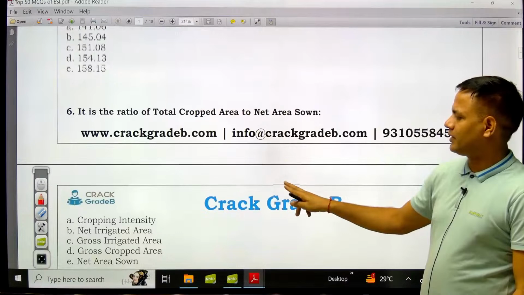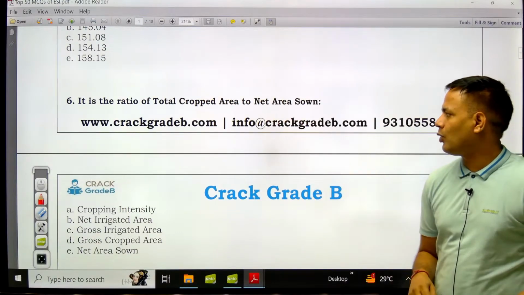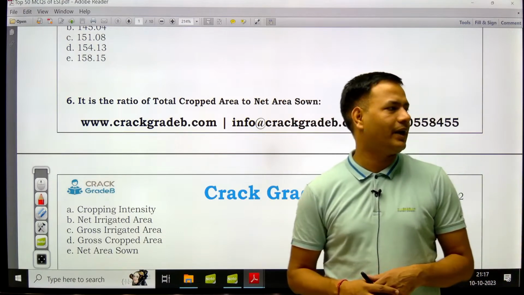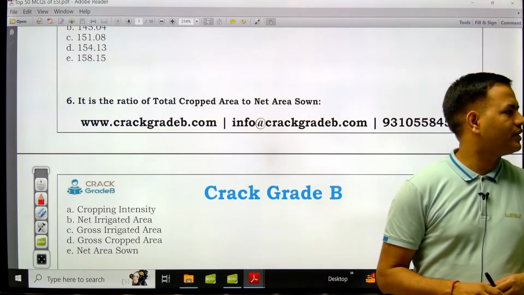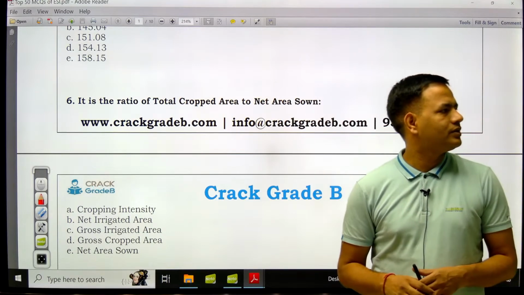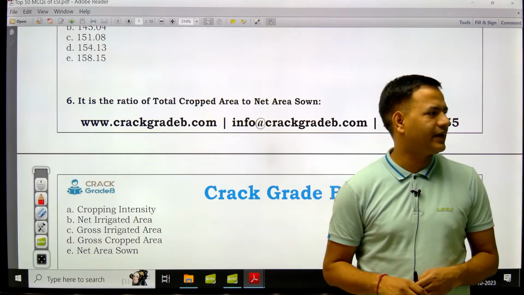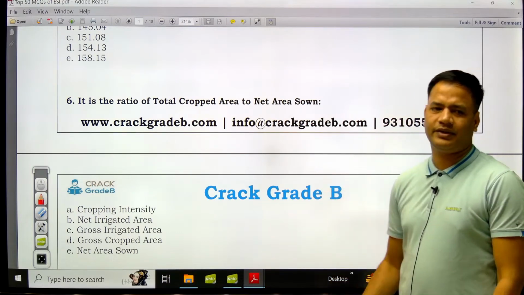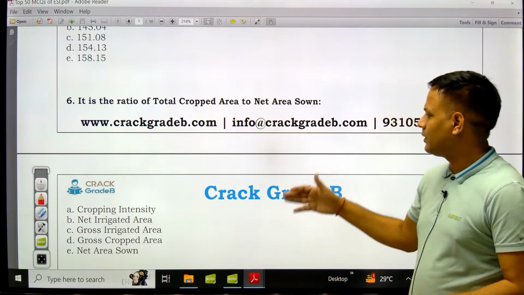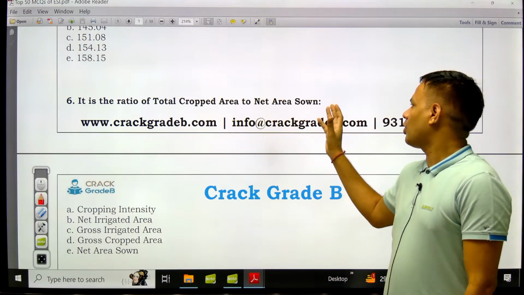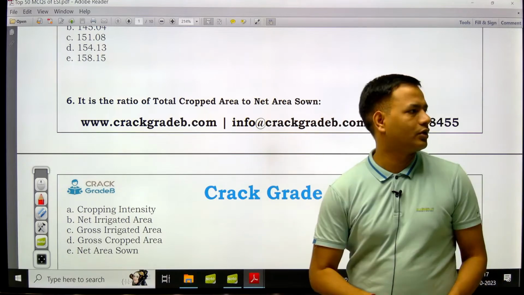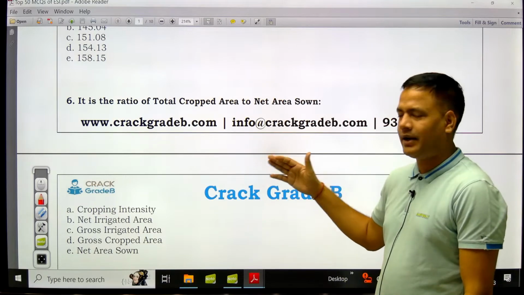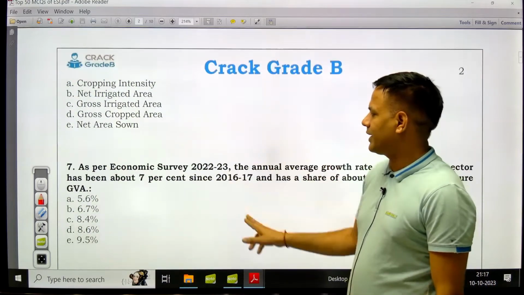Next question, it is the ratio of total crop area to the net area sown. Once this question was asked in the NABARD exam. Yes, 151 is as per the Agri Statistics, the Agriculture at a Glance document from the Directorate of Economics and Statistics. It is the ratio of total crop area to the net area sown. Cropping intensity, it is an easy question, and once it was asked in the NABARD Grade A exam, so this is again important.